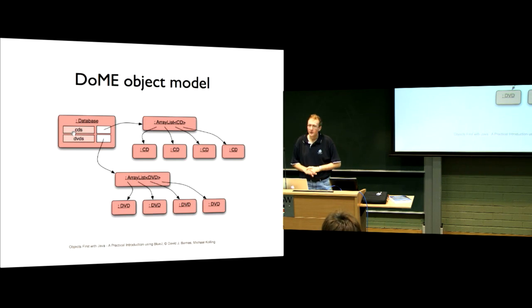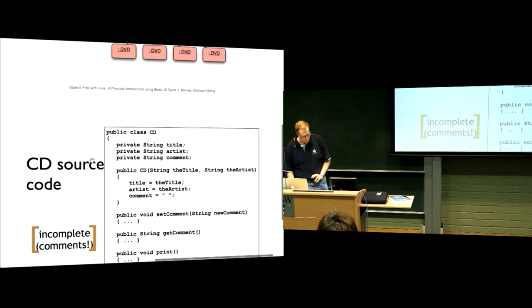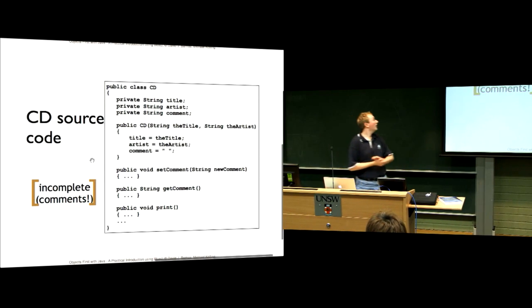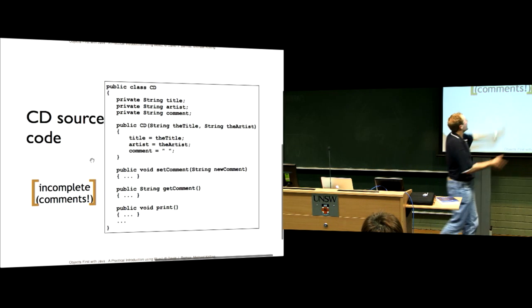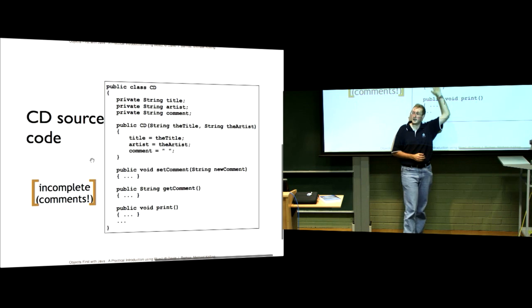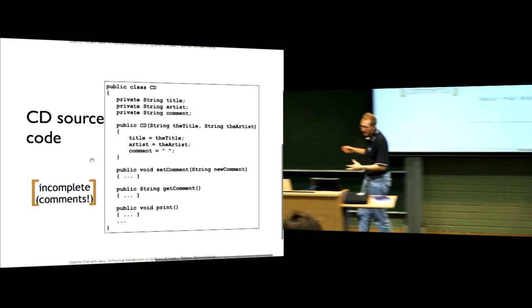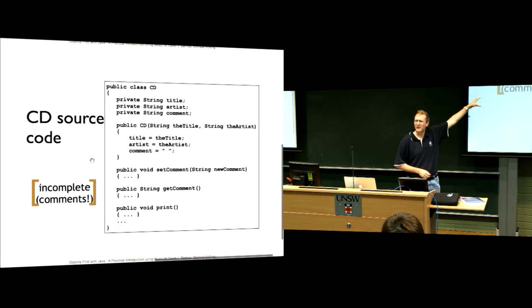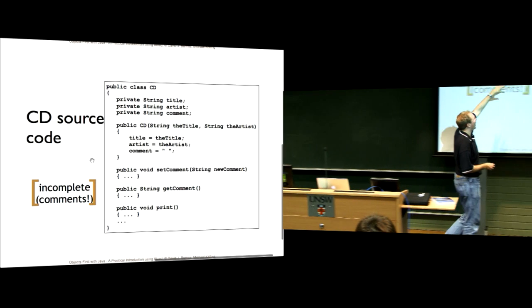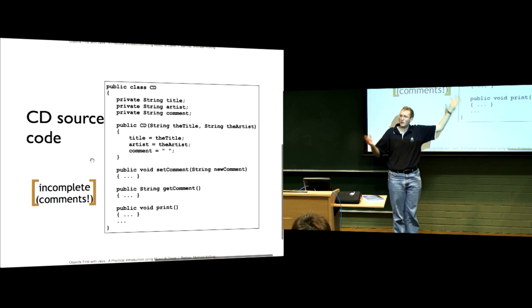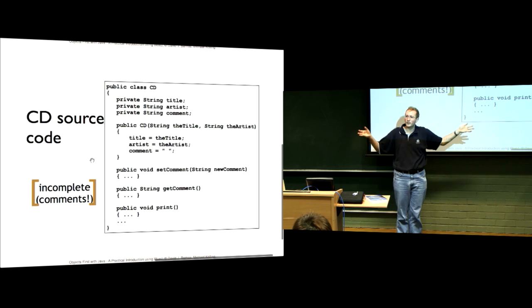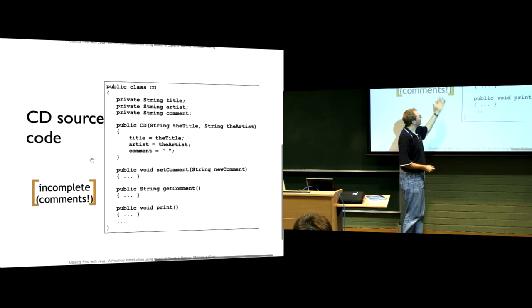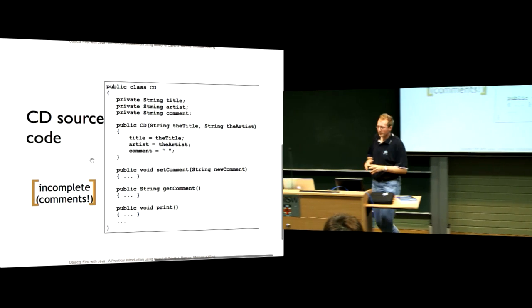Okay. We could also implement it in the code. I'm going to skip one of the slides because I don't think it's terribly useful. So if we implement it in the code, we see we have the fields at the top, and we have the set methods and the get methods. And if we implemented the DVD source code, it would look almost the same as this, except instead of having a title or an artist, which we may not have for a DVD, we replace it with the director field. So it's not all that difficult.